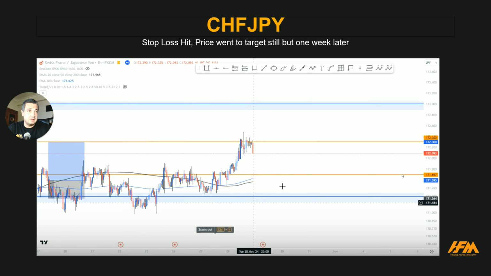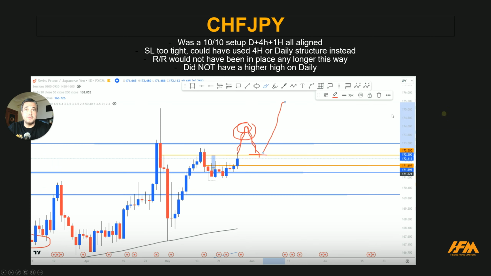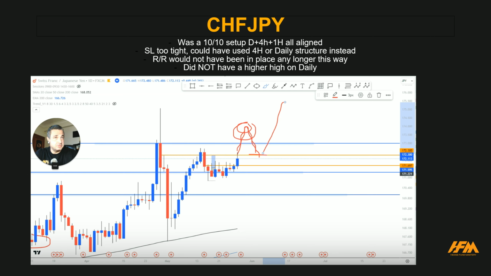And let me also explain something else here. So what happened? A debrief, a proper debrief. So this was, from the structure perspective, a 10 out of 10 setup. The daily, the 4 hour, the 1 hour, everything was well aligned. The SL, the stop loss, turned out to be too tight.